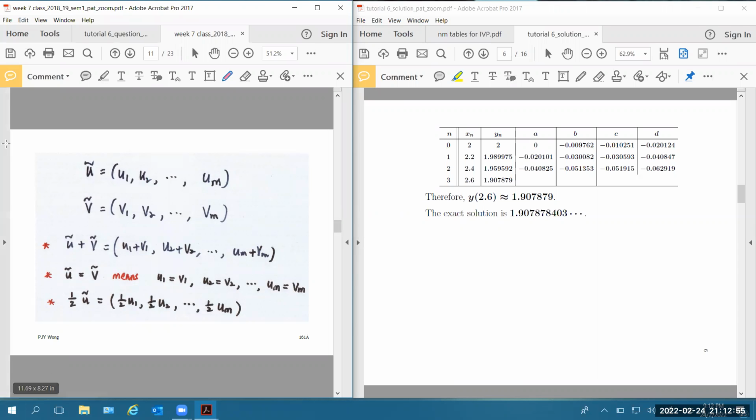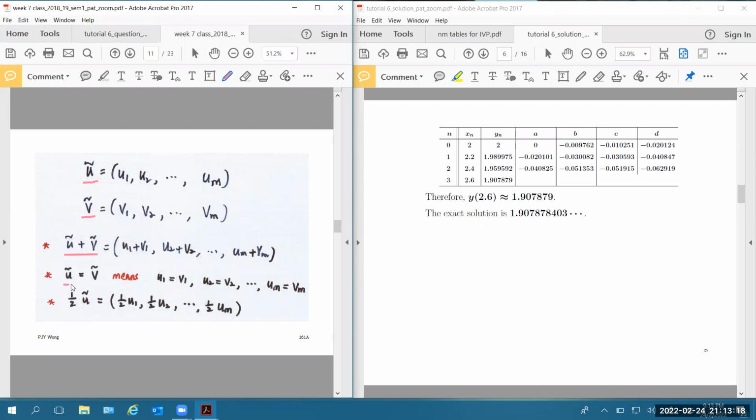This is how we handle the curly hair. It's like calculus. For example, this is our U tilde, and this is our V tilde. Now, how do you add? Very intuitive. You just add component wise.